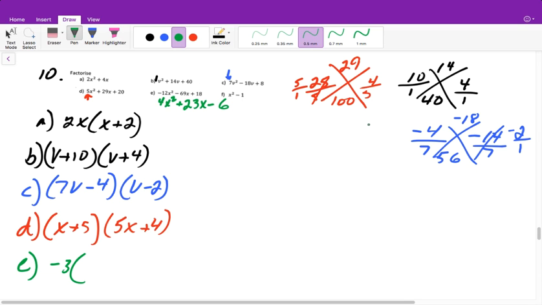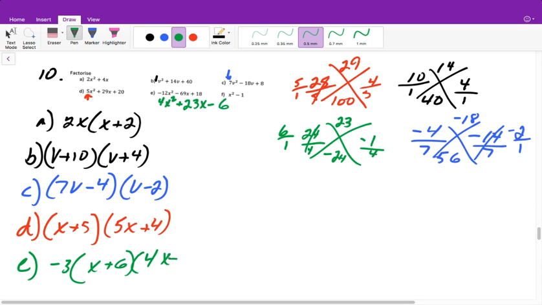So we'll draw our x. 4 times negative 6 is minus 24. So numbers that multiply to 24 to have a difference of 23 are 24 and 1. And since 24 is positive, we divide each one by 4. Well, this reduces to 6 over 1. So then it will be x plus 6 times 4x minus 1.